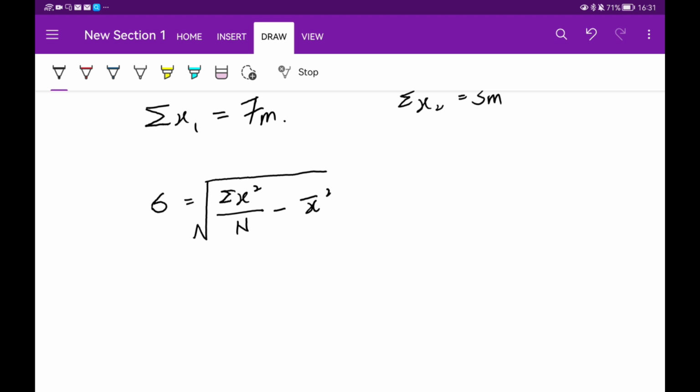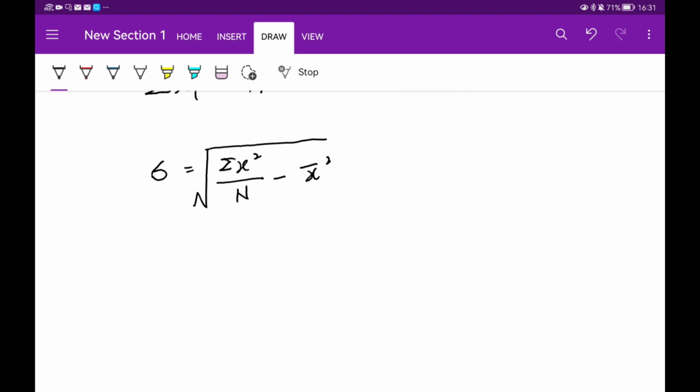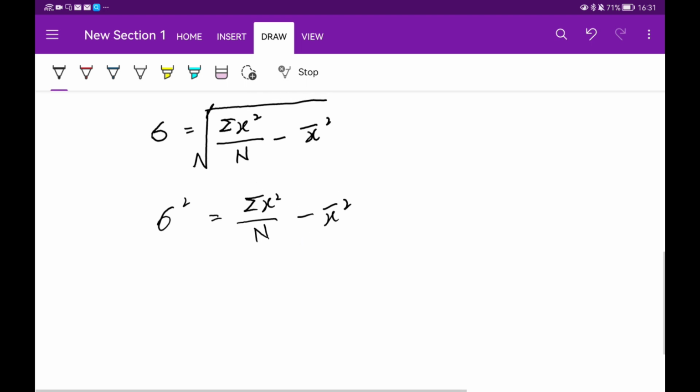We need to find the variance, not the standard deviation. So what is the formula for variance? We just remove the square root, so the standard deviation square equals the sum of x square divided by n, minus mean square. This is the formula for variance. It's so similar to standard deviation.